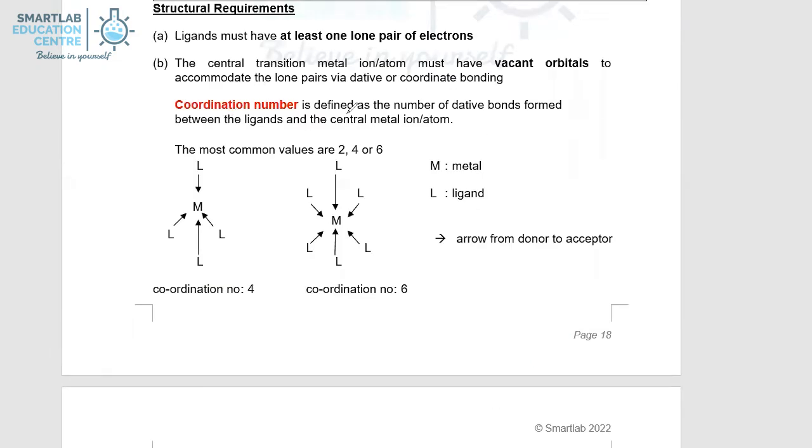Coordination number. Coordination number is the number of dative bonds formed between the ligands and the central metal ion. In this example, where the complex ion is tetrahedral in shape, the coordination number is 4. And in the next example, where the shape is octahedral, the coordination number is 6.